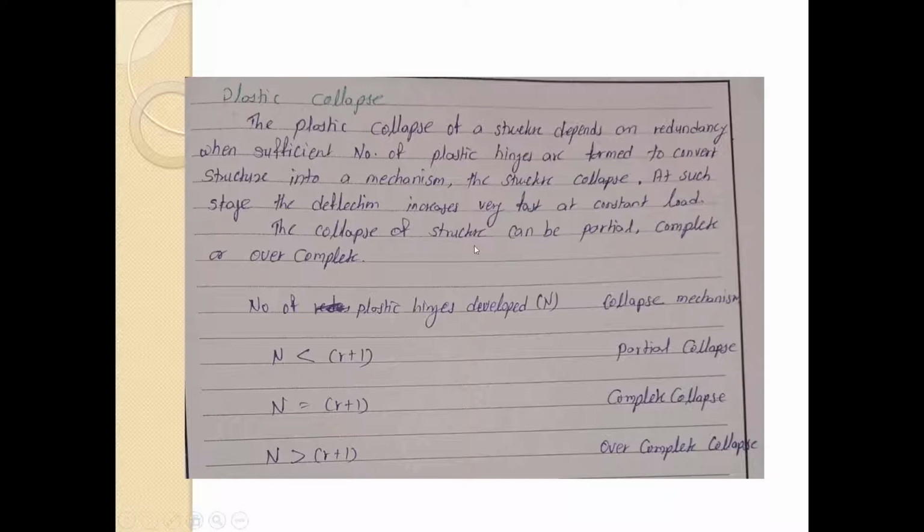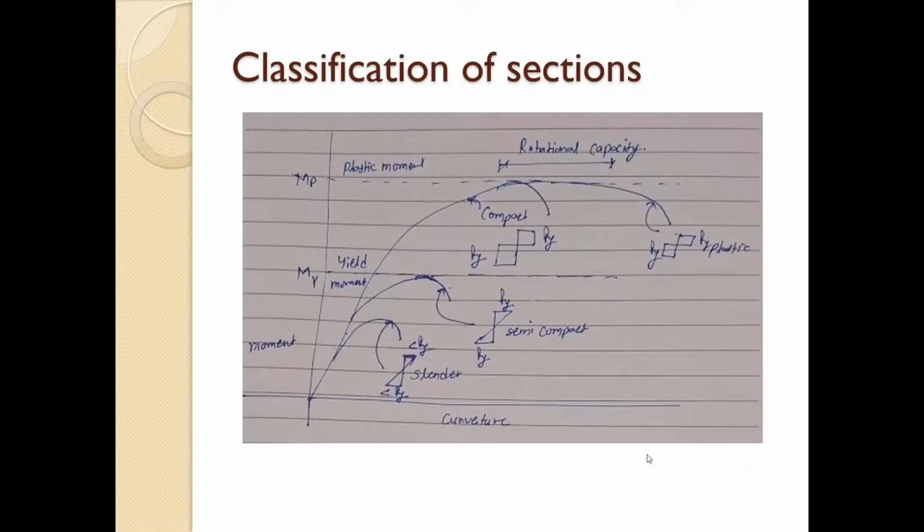If the number of plastic hinges is less than R plus 1, that is partial collapse. If the number of plastic hinges equals R plus 1, that is complete collapse, and if the number of hinges is greater than R plus 1, that is over complete collapse. So this is the plastic collapse.